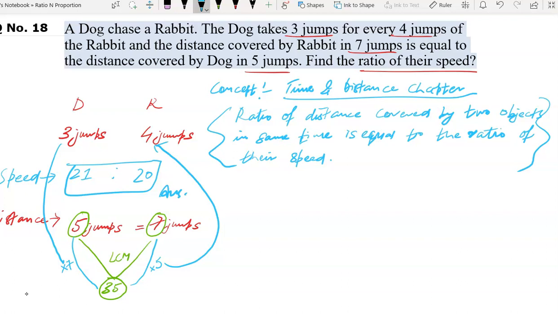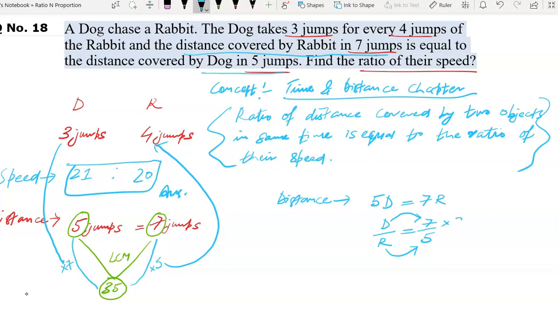So in this question, it's given the distance covered by rabbit in 7 jumps is equal to the distance covered by dog in 5 jumps. So 5 jumps of dog is equal to 7 jumps of rabbit. So if we take the ratio, the dog upon rabbit will be 7 by 5. So in one jump, dog will cover 7 units of distance, and in one jump, rabbit will cover 5 units of distance. And the dog takes 3 jumps.